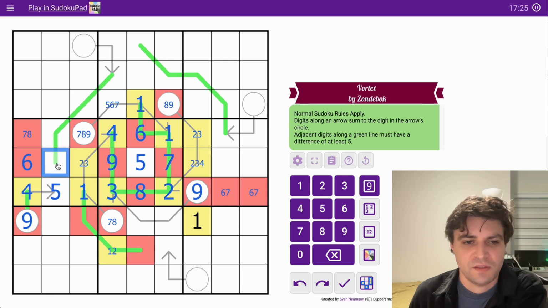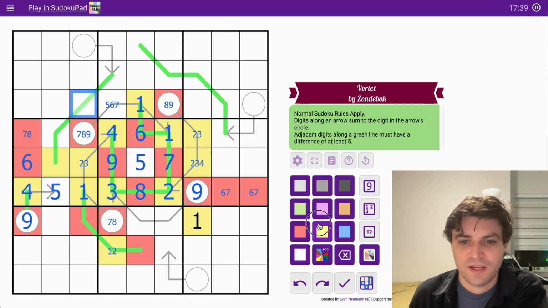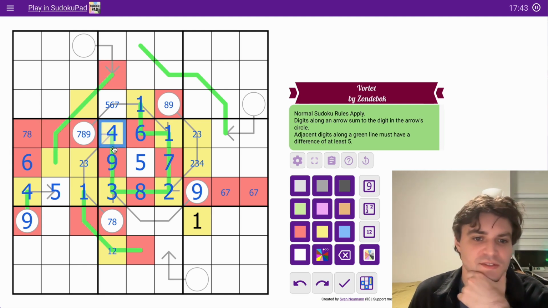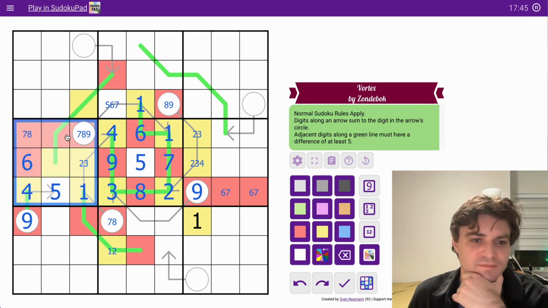Then this must be a low number, because we would have exhausted all of the high numbers in this row. If the 8 goes over here, you must be a low number. That's yellow. So you're yellow, and now so are you. And you two are our last remaining red cells in this region and along this line.